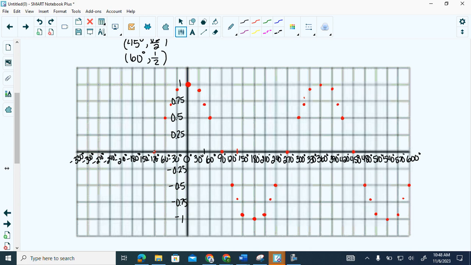0.8660, 0.707 in the middle, 0.5. This should be 90. What is this, 120 here? Oh, this is going to be sad, I just did the whole thing. 90, this is 120, 150. Okay. And then this is going to drop: 0.5, 0.707, 0.8660, negative 1, 0.8660, 0.707, 0.5. So you end up with something like this.